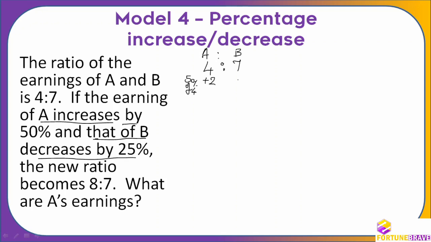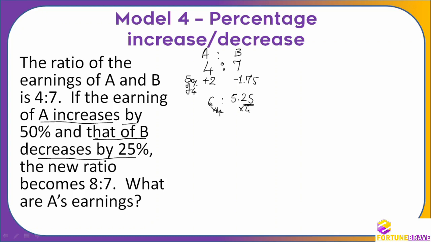This decreases by 25%. What is 25% of this? 25% I can find out by 1 by 4, 7 by 4 is how much? 1.75. So minus 1.75, which is equal to 5.25, because this is 0.25 and this has a decimal. I'll multiply both of them by 4 because then I'll get a whole number.